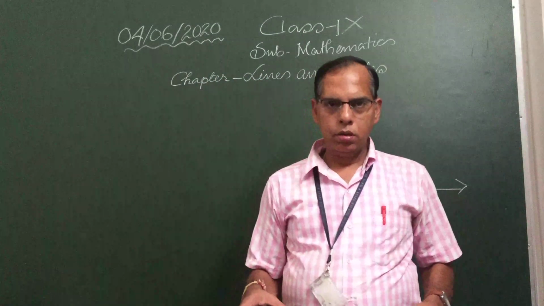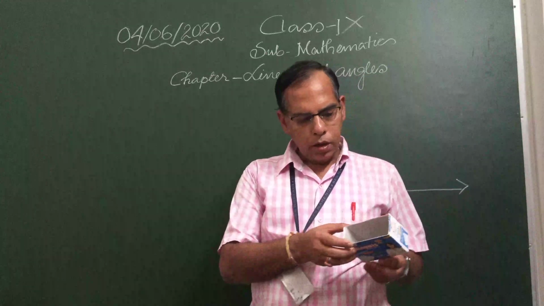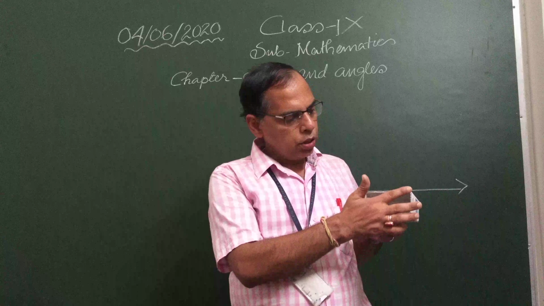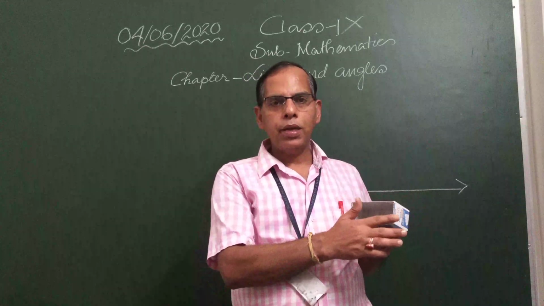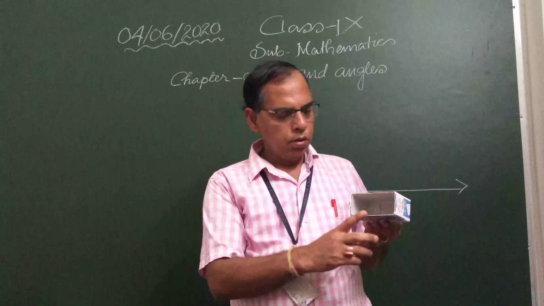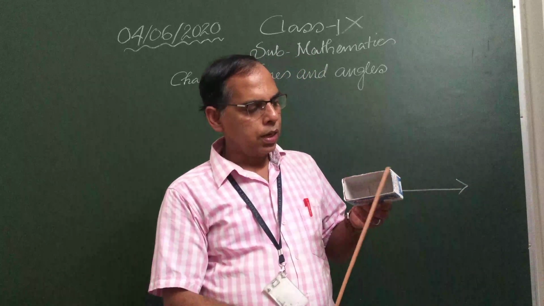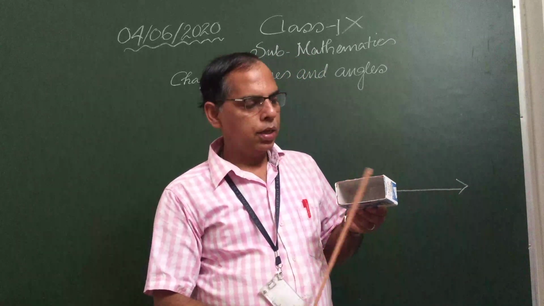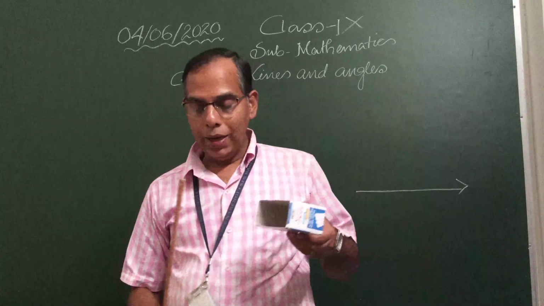When we are making a box, a cuboid, a three-dimensional box, if you see this, each and every angle is a right angle. Then how is this angle formed? See, each angle is formed by sides. This side forms an angle, this side forms an angle.